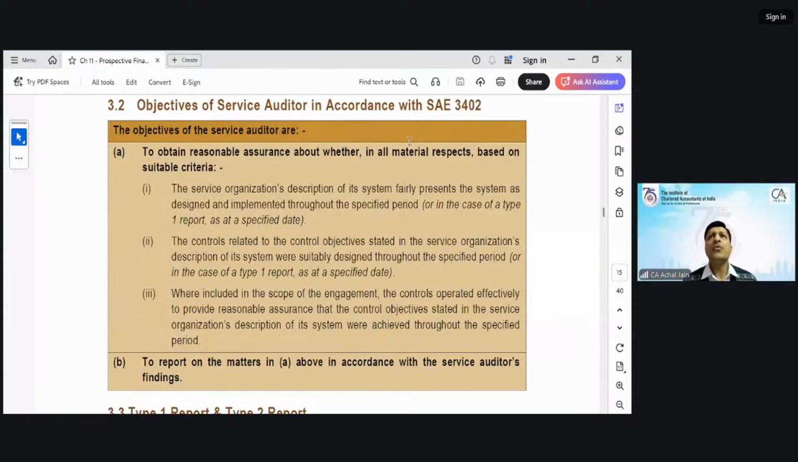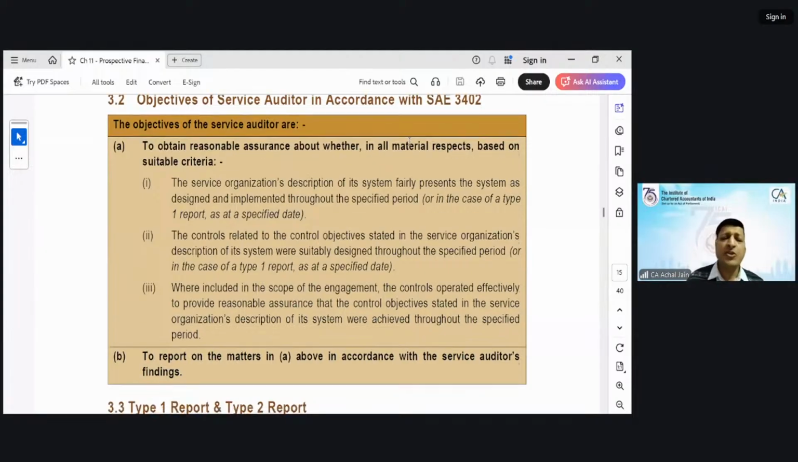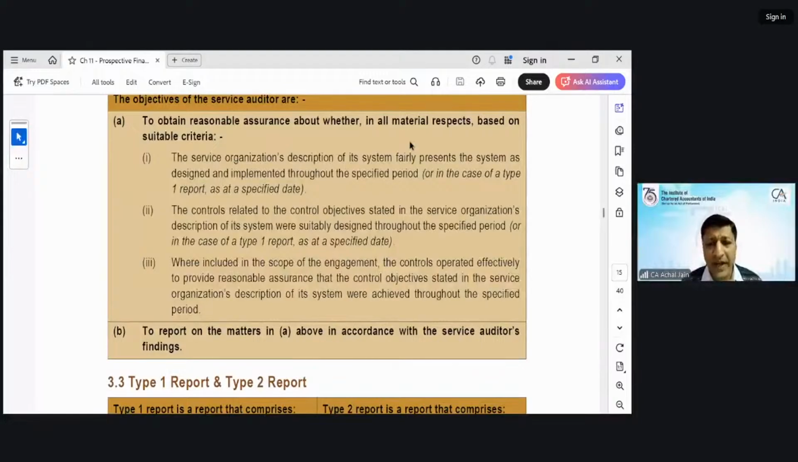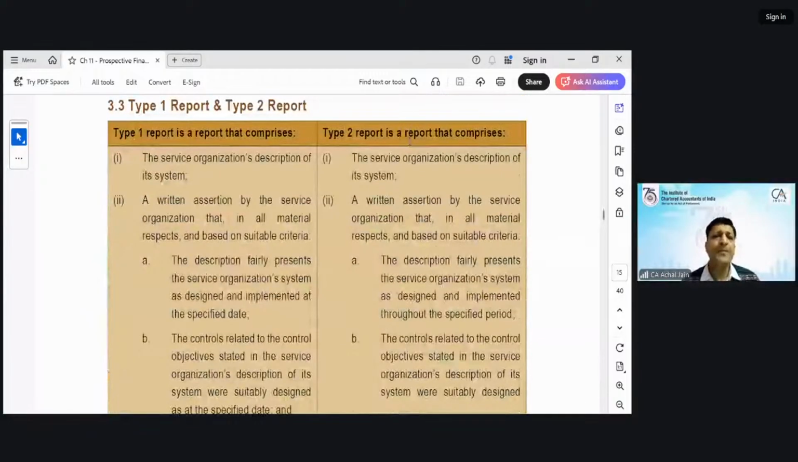Right? And of course, once the reasonable assurance is drawn, then of course to provide a report on that. Okay. Now, over here, we are talking about type 1 report and type 2 report. Again, similar to what we discussed earlier as well, in the previous session.